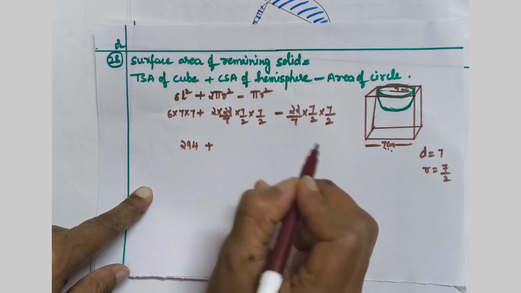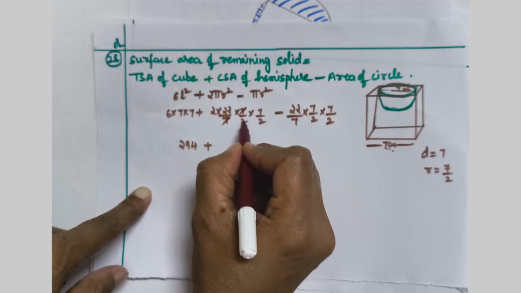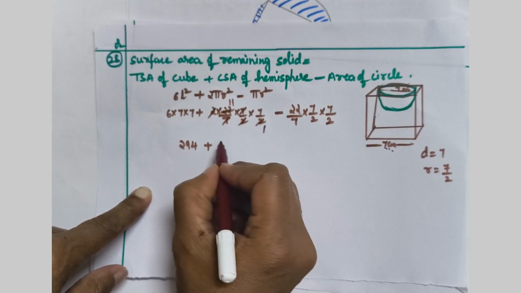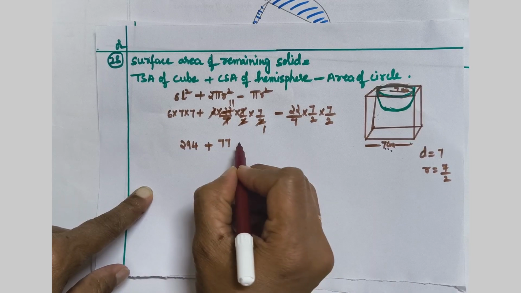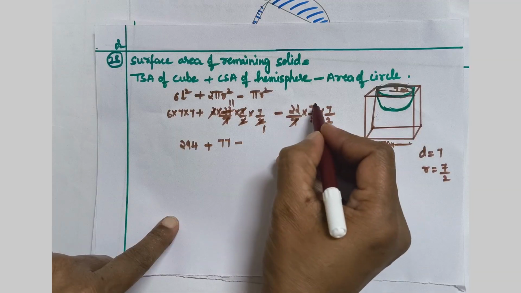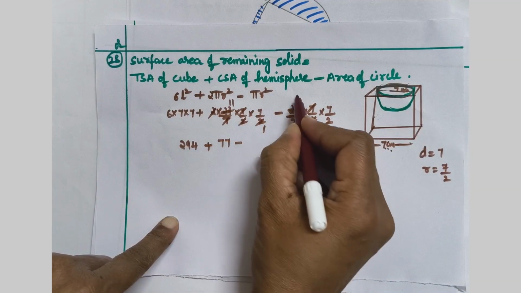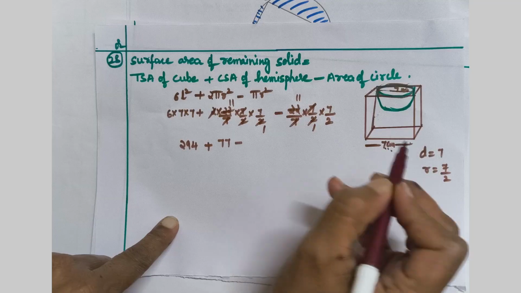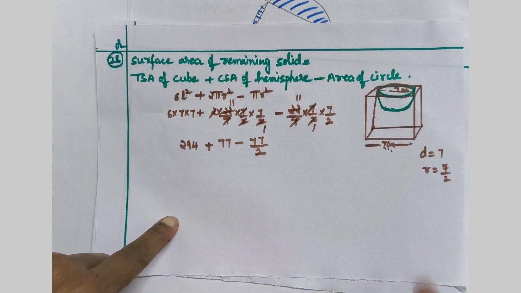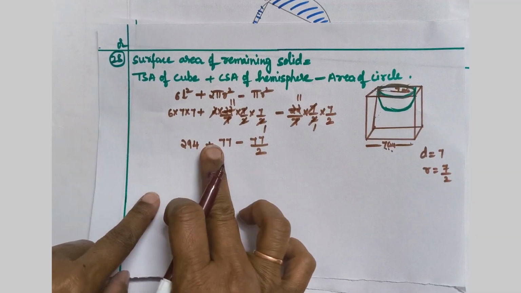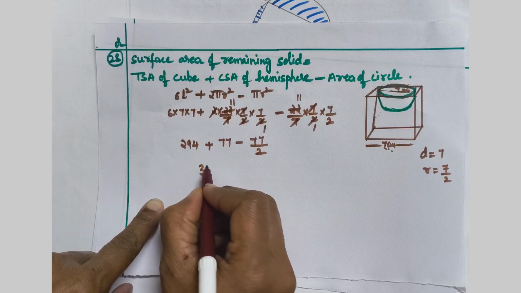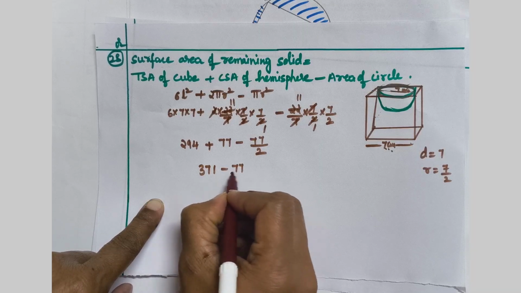Plus, any cancel chance? This 7 and 7 cancel. 2 1s are 2, 2 1s cancel. 2 1s are 2, 2 11s are 22. 11 into 7 is 77. Next minus. Here, see any cancel chances? 7 and 7 cancel. 2 1s are 2, 2 11s are 22. Again any cancel chances? No. So 7 into 11 is 77 by 2. Now we can add both: 294 plus 77 is 371, minus 77 by 2.